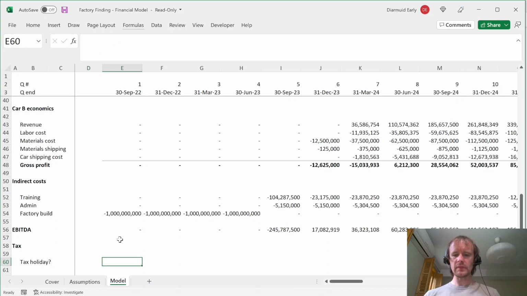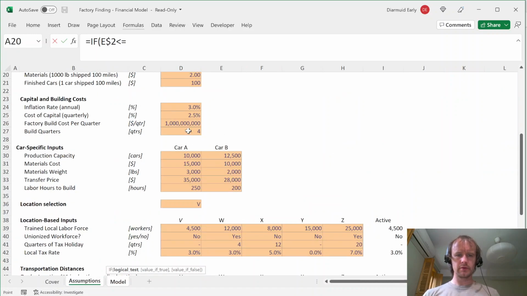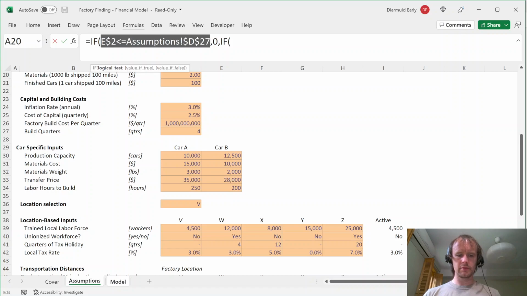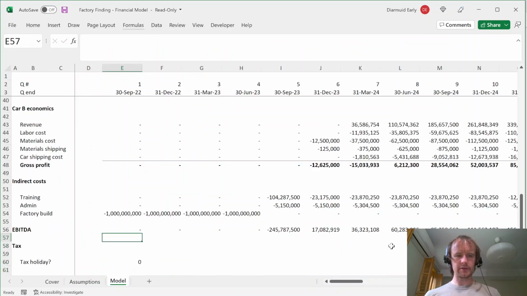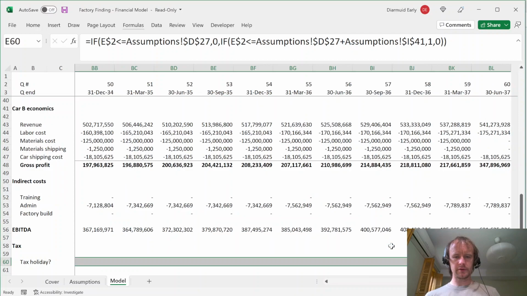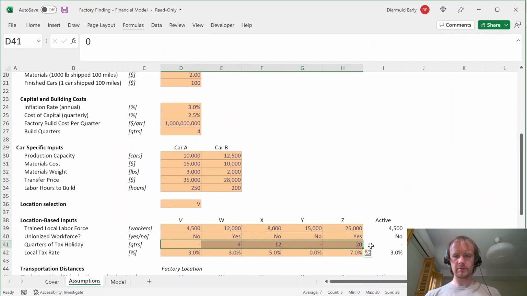So I'm going to say if this is less than or equal to the build months, then 0. And if it's greater than that, but if it's less than or equal to the build months plus number of tax holiday quarters, then 1, otherwise 0. I think that's right. I'll have to check the logic in a second, but let's just copy it across first so we can see. So obviously with this one we have no tax holiday, so nothing to see here.